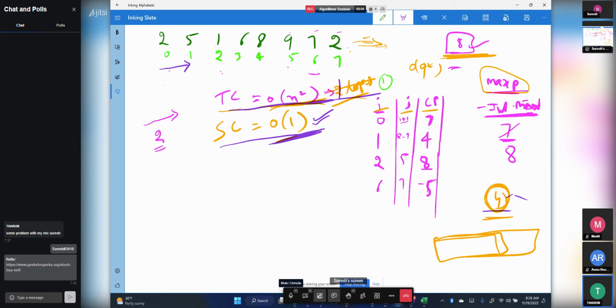We need to find the total maximum profit in one attempt, or a combination of multiple attempts? Only one attempt. Don't think about that problem, buying two times and selling two times. That is a separate problem.